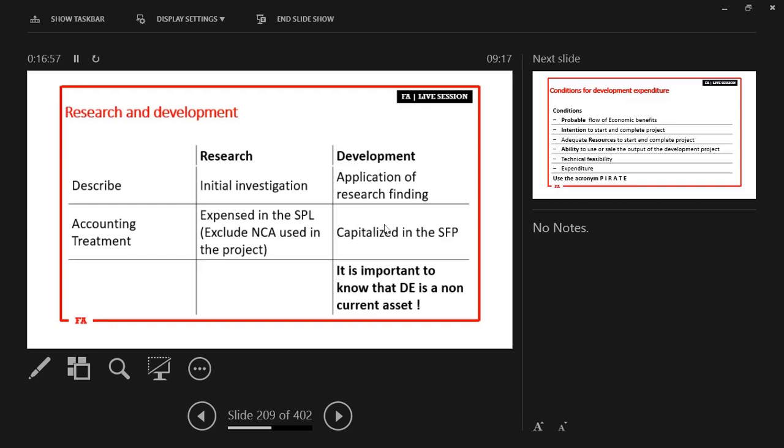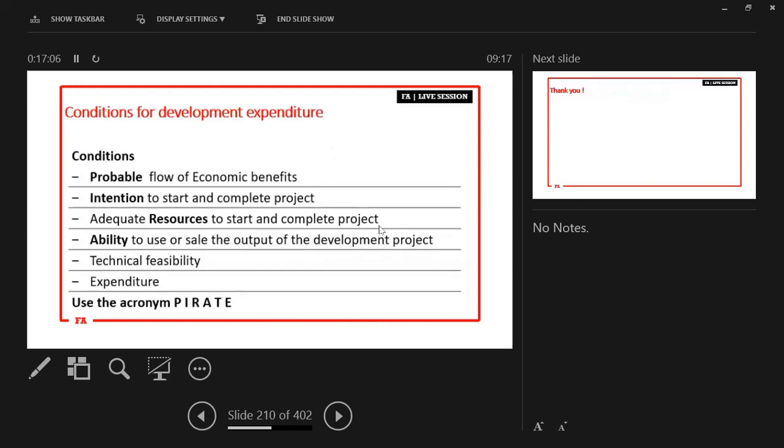Could there be some question? For us to say development expenditure is an asset, there must be a criteria that we should follow, and it is known as the pirate criteria. Condition for the recognition of development expenditure includes, number one, there must be probable flow of economic what? Benefits from your project.